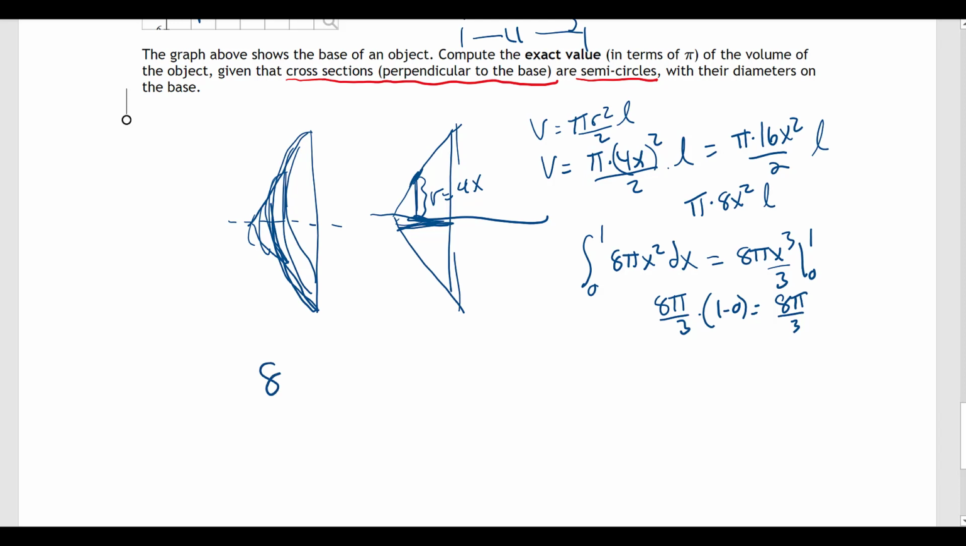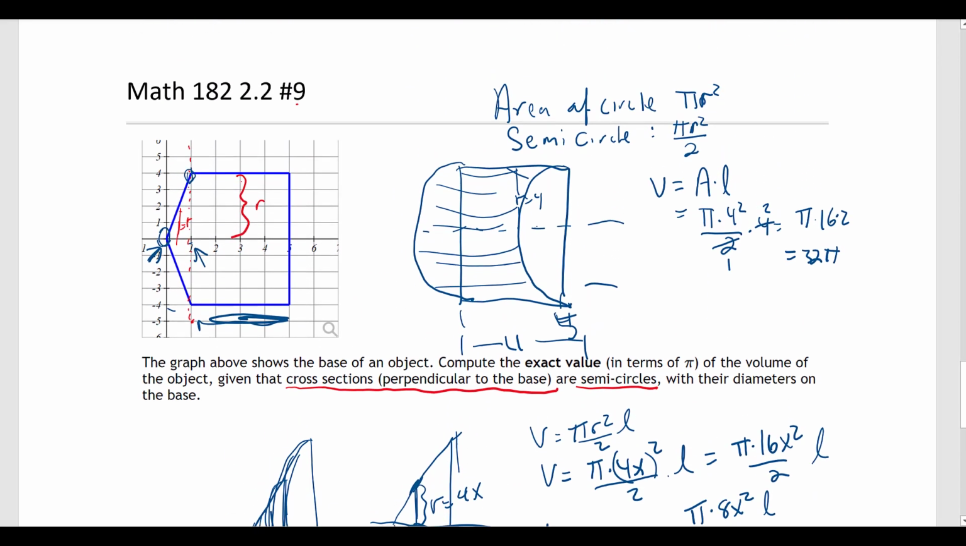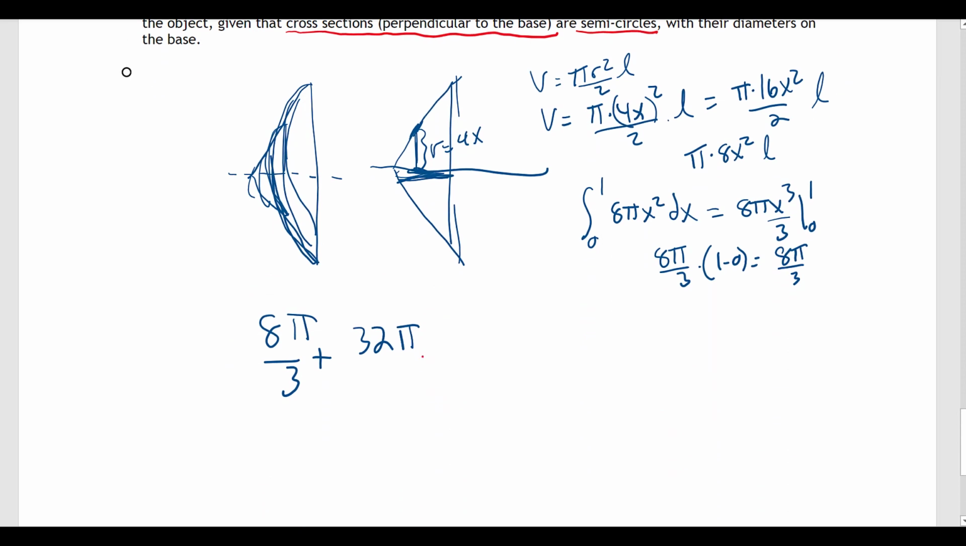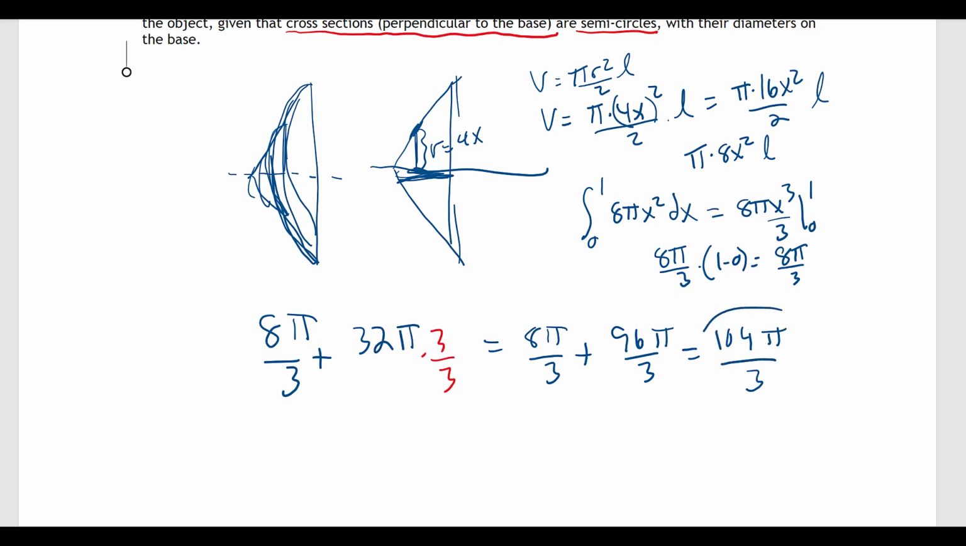So we have the two parts together, 8 pi over 3 plus 32 pi from the other part. I don't know why I wrote it over 2, it's 32 pi. And the common denominator, let me just confirm that was 32 pi. Yeah, there it is. So the common denominator is going to be 3, so multiply by 3 over 3. And we have 8 pi over 3 plus 96 pi over 3, which is 104 pi over 3. And that's it.